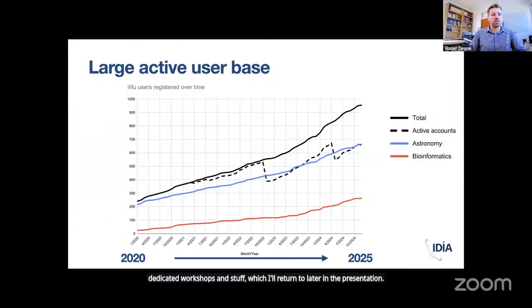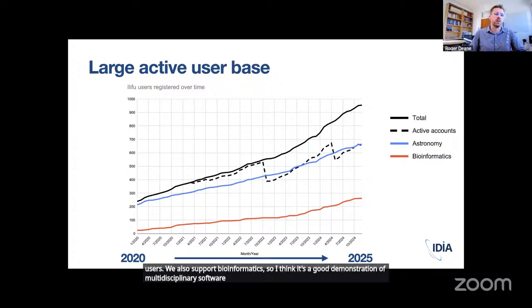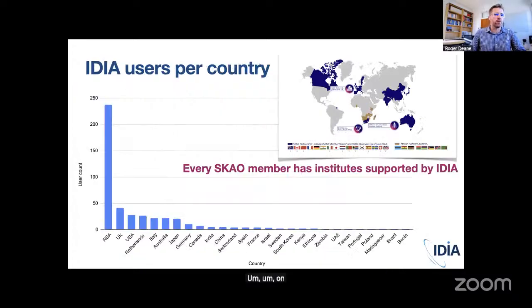We are very much geared towards, as I say, the SKA, and a key step towards that is MeerKAT data processing, the MeerKAT radio telescope. At the moment, we have almost 500 astronomy users, and we also support bioinformatics. So I think it's a good demonstration of multidisciplinary software support on the African continent. We have a big international footprint as well. We support an institute in every single SKA member country, and we also support at least one individual on MeerKAT data processing in half of the African partner countries.